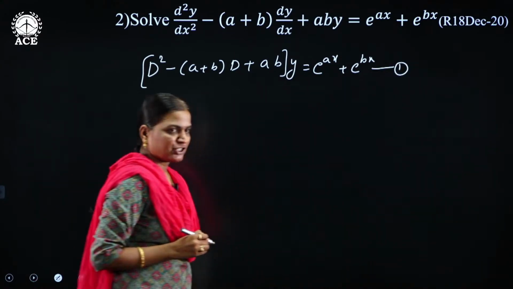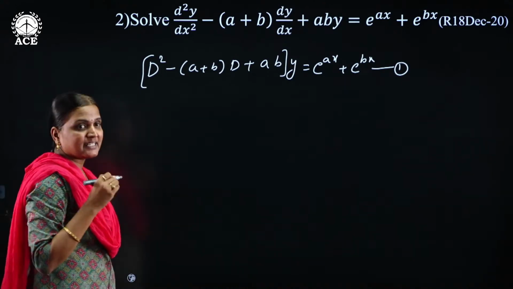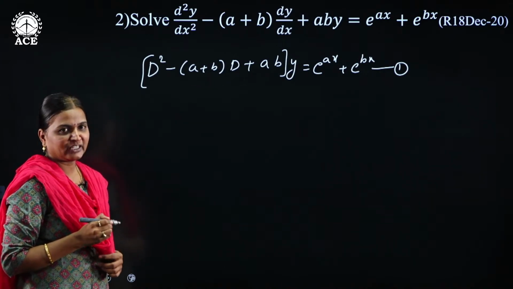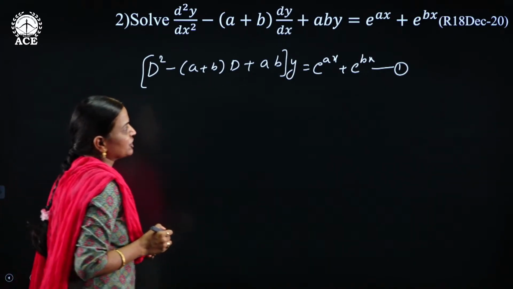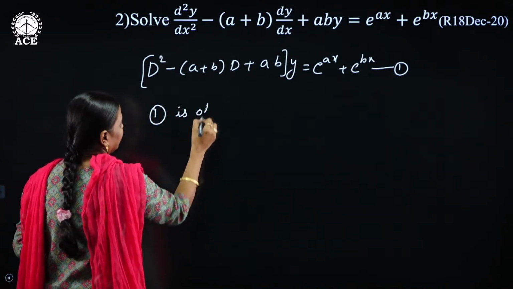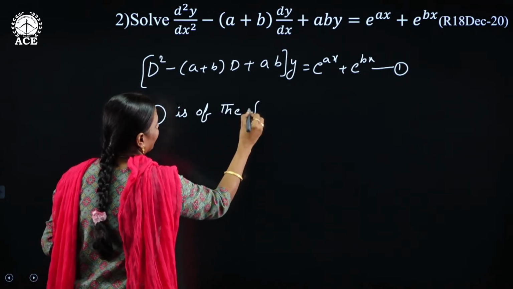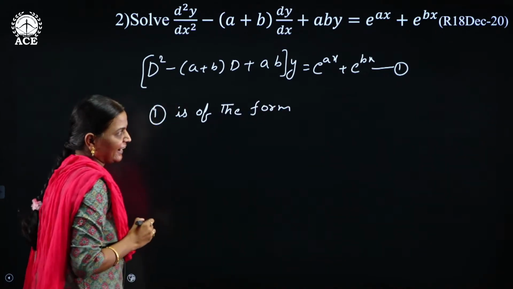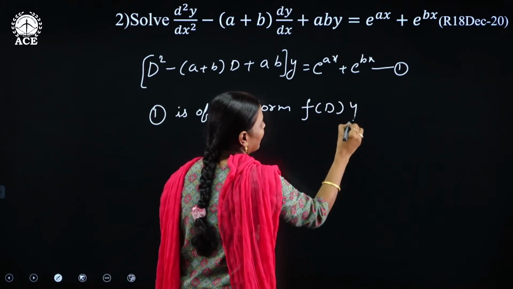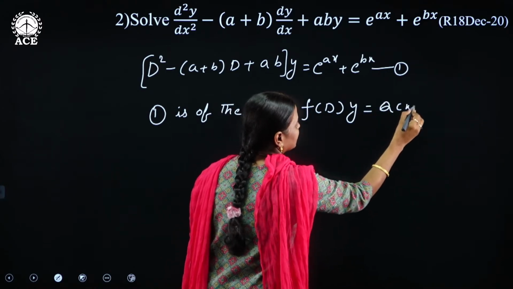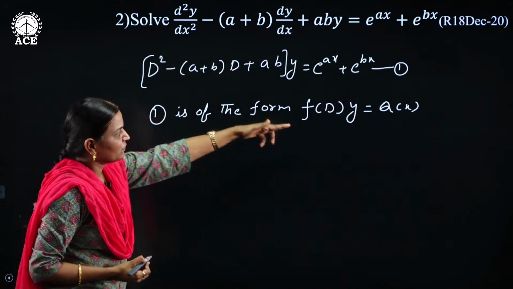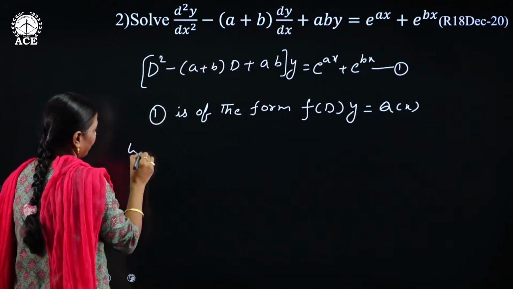Operator form is equation 1, and is it homogeneous or non-homogeneous? Observe clearly. It is a non-homogeneous differential equation. So what is the non-homogeneous differential equation form? Equation 1 is of the form, what is the non-homogeneous standard form? Non-homogeneous standard form is f of D into y is equal to q of x. Now compare this equation 1 with this standard form.